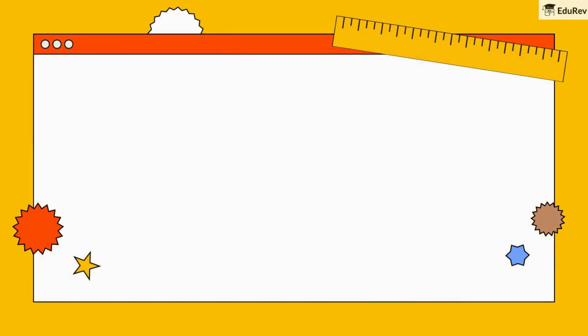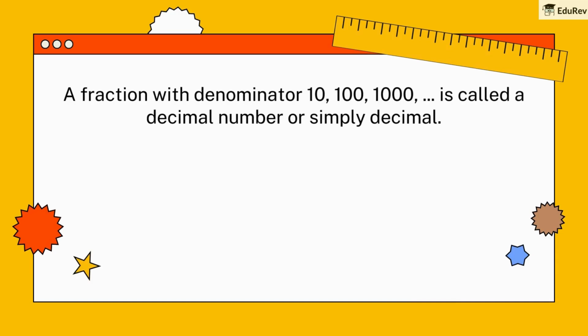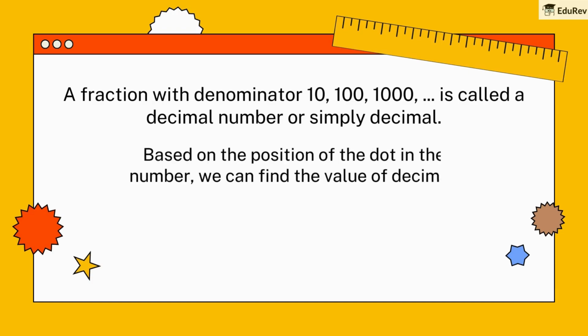Let us first revise what decimals are. A fraction with denominator 10, 100, 1000 is called a decimal number or simply decimal. Based on the position of the dot in the number, we can find the value of decimal. 3.05 and 7.95 are examples of decimals. Now let us see how to read these decimals.